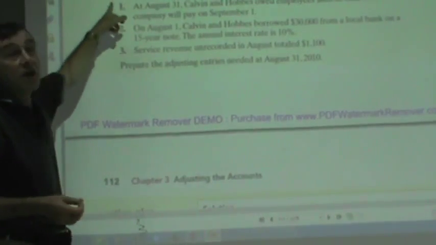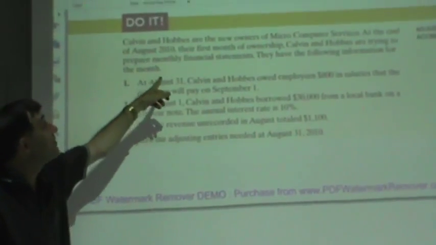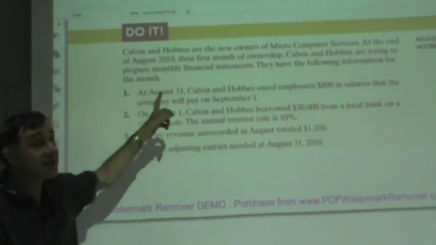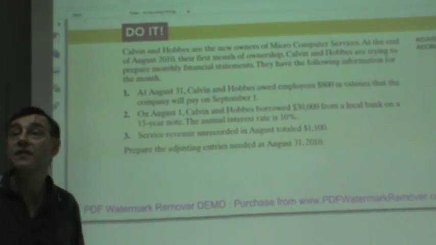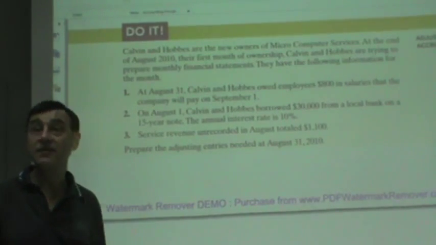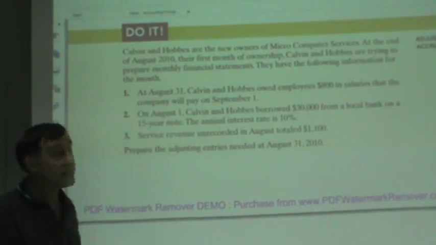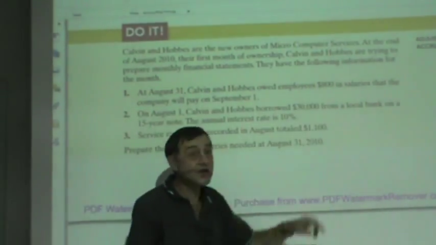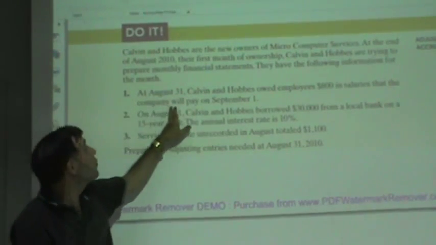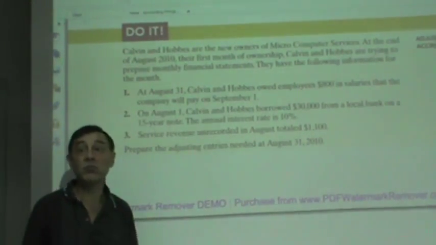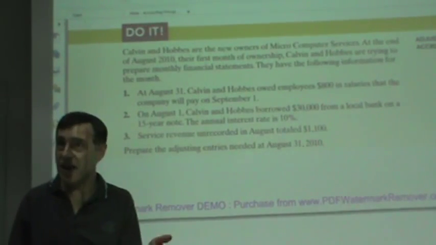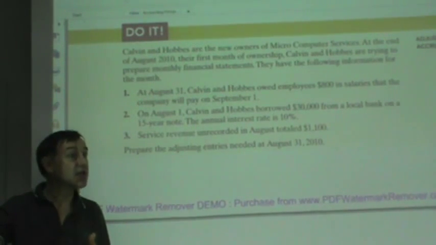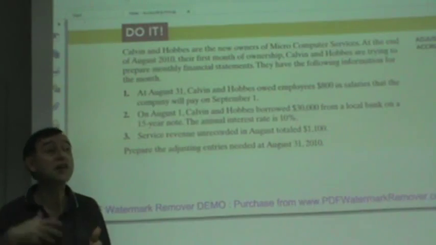Another example. Calvin and Hobbes, okay, are the owners of microcomputer services. At the end of their first month, you're trying to prepare monthly statements. Alright, everyone. And they have the following information. On August 31, they owed employees 800 in salaries that the company will pay on September 1. So you owe the salaries, it becomes salaries payable, okay? So salaries payable is a liability.